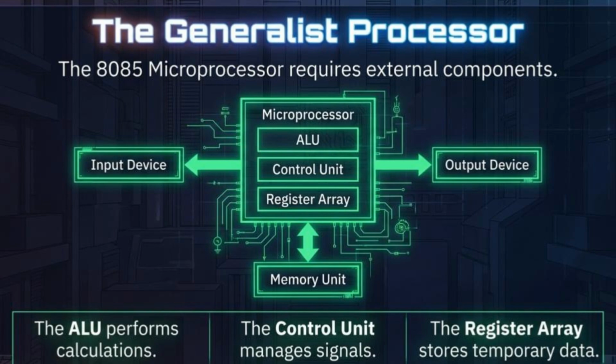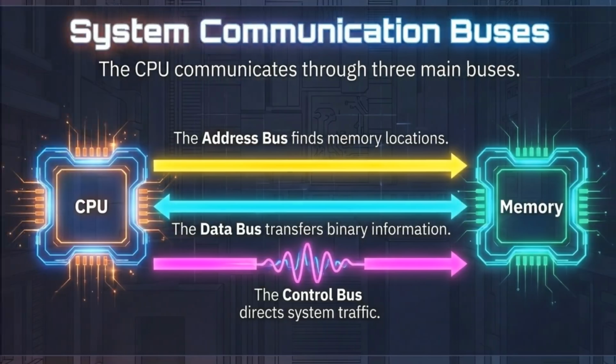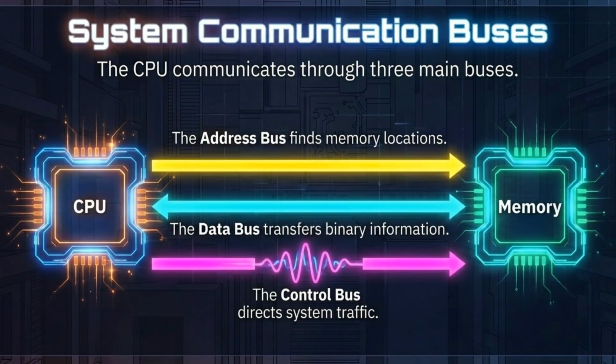The 8085 microprocessor is a generalist processor requiring external components. It includes an arithmetic logic unit for calculations, a control unit for managing signals, and a register array for temporary data storage. The CPU communicates with memory through three main buses. The address bus locates memory, the data bus transfers binary information, and the control bus directs system traffic.